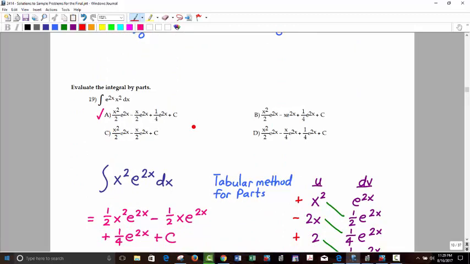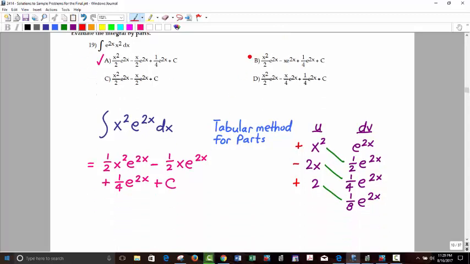X squared e to the 2x. This is a nice basic one. You can do this by integration by parts twice, in case you forget this tabular method. You do it manually twice, no problem. But I think the tabular works out pretty well. So let's see what we have here. The u is going to be the x term for these.